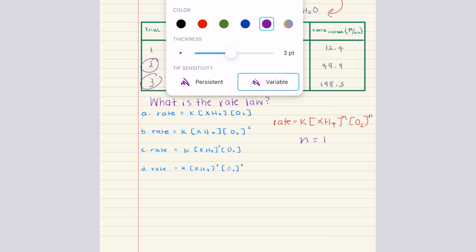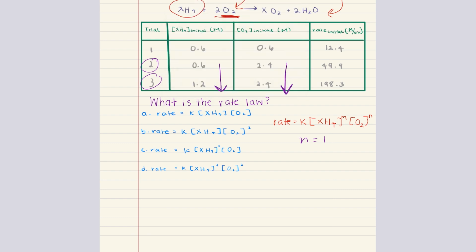What's happening to the concentration going from trial 2 to trial 3? The concentration is increasing by a factor of 2. Okay, 2 raised to some m power. What's happening to the rate? Well, if we look at these numbers, we're going from approximately 50 to approximately 200. That's increasing by a factor of 4. So 2 raised to what number would give us 4? It would have to be raised to a power of 2. That means the reaction is second order with respect to XH4.